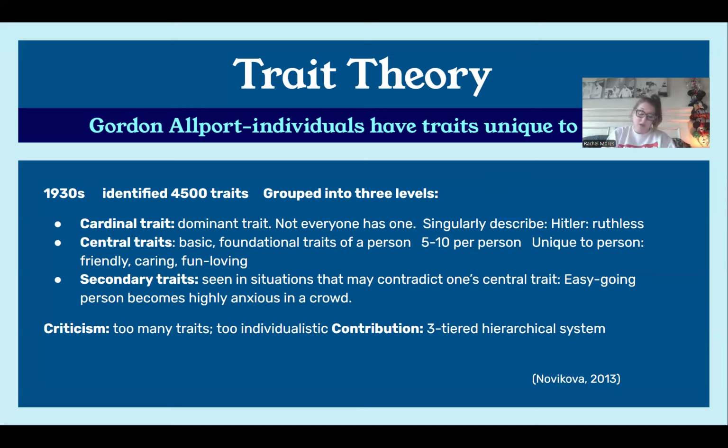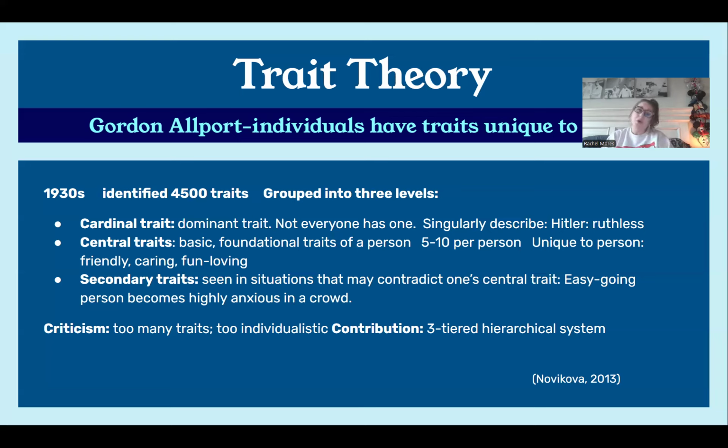Then you have your central traits. They are your basic foundation traits of a person. Most of us have between 5 to 10 traits that describe how you are. That could be seen as friendly, caring, fun-loving, shy, rude, anything. And then you have your secondary traits. Your secondary traits are seen in situations that may contradict one central trait. One example would be somebody who's super easygoing, laid back, just a chill person. They might get anxious in a crowd and they're not able to handle extreme situations in that sense. So those are the 3 levels of traits.